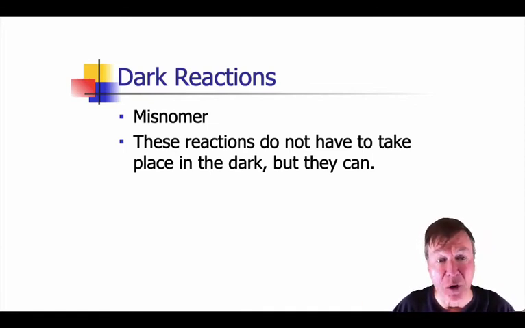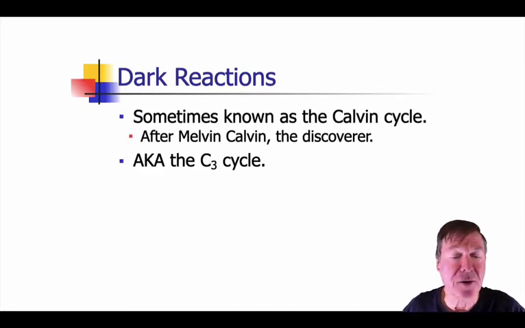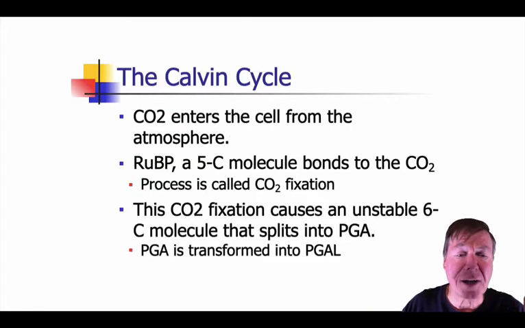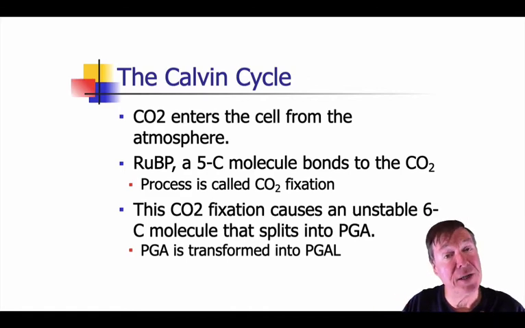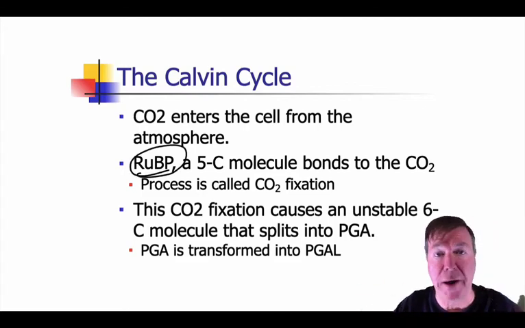This just happens to work in the dark or the light. And it's sometimes known as the Calvin cycle, named after Melvin Calvin, the discoverer. What happens is carbon dioxide enters the cell, the very same thing that we split off of glucose to exhale. Now we're bringing it into the plant. We're going to take a 5-carbon molecule, which is RuBP. Don't worry about it. You don't need to know it.